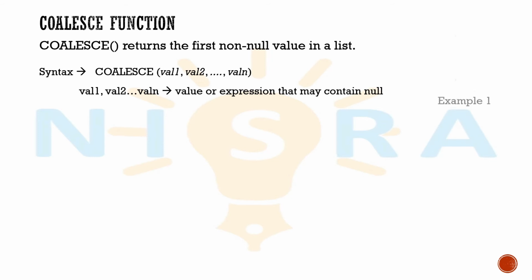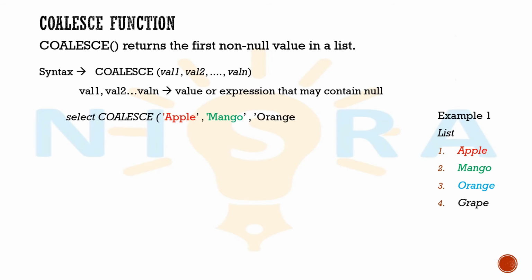Consider I have a list like apple, mango, orange and grape. To find the first non-null value in the list, you can use COALESCE as select COALESCE of apple, mango, orange, grape from dual. Now, the first non-null value is apple, so the output will be apple.